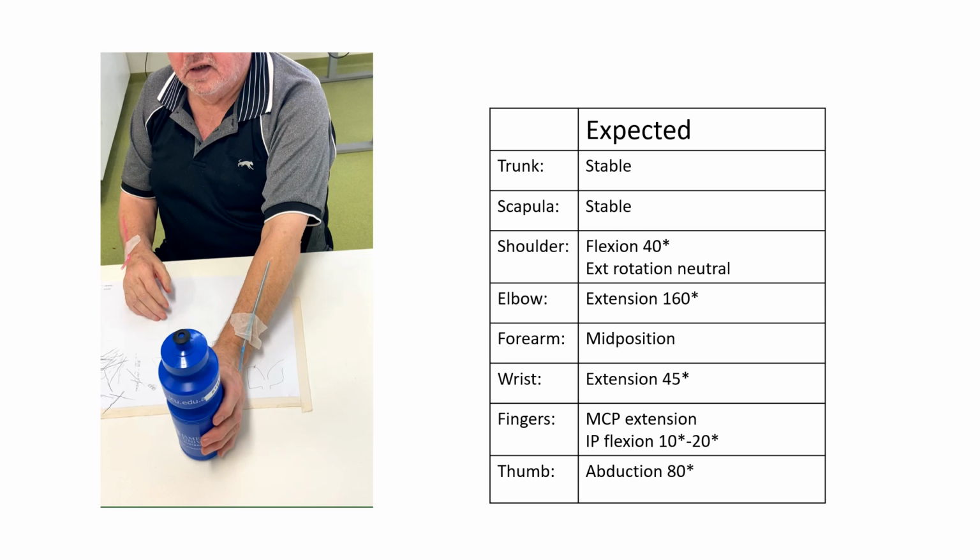The trunk is stable, and although we can't see it, it's likely the scapula is too. Shoulder is in about 40 degrees flexion and neutral rotation. Elbow is in about 160 degrees extension. The forearm in mid position. Wrist extended to about 45 degrees. Fingers are extended at the MCP joints and IP joints are slightly flexed. The thumb is abducted. How did you go?